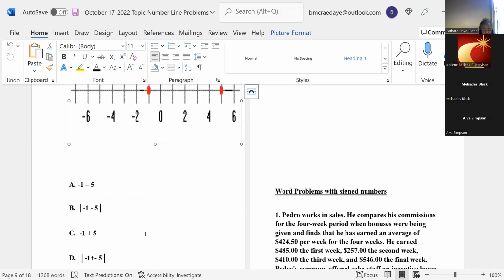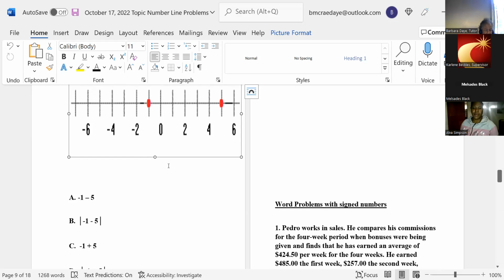Okay, so I want you to tell me the answer. Alva, you're on mute. So you're saying I'm to look at the answers and tell which one is on the number line. The distance. Okay. Which one represents the distance on the number line?